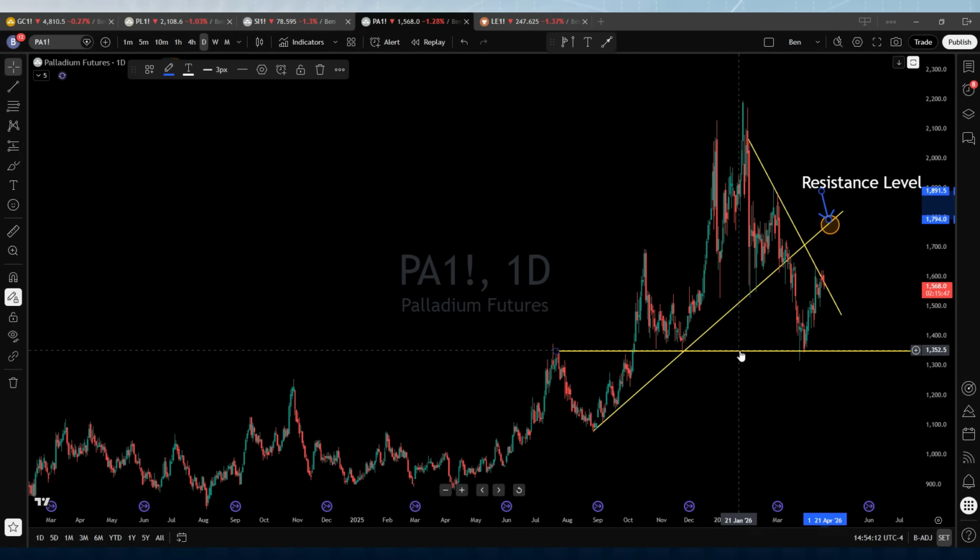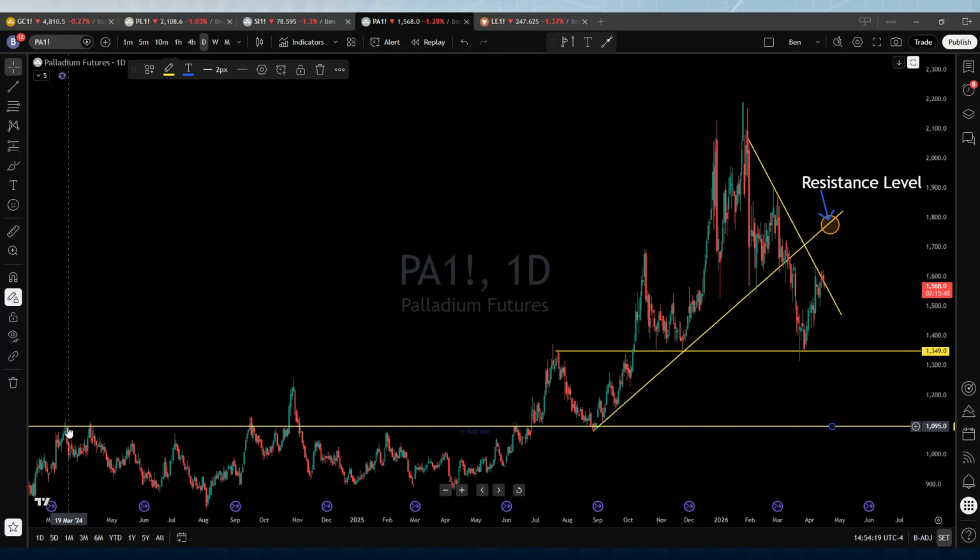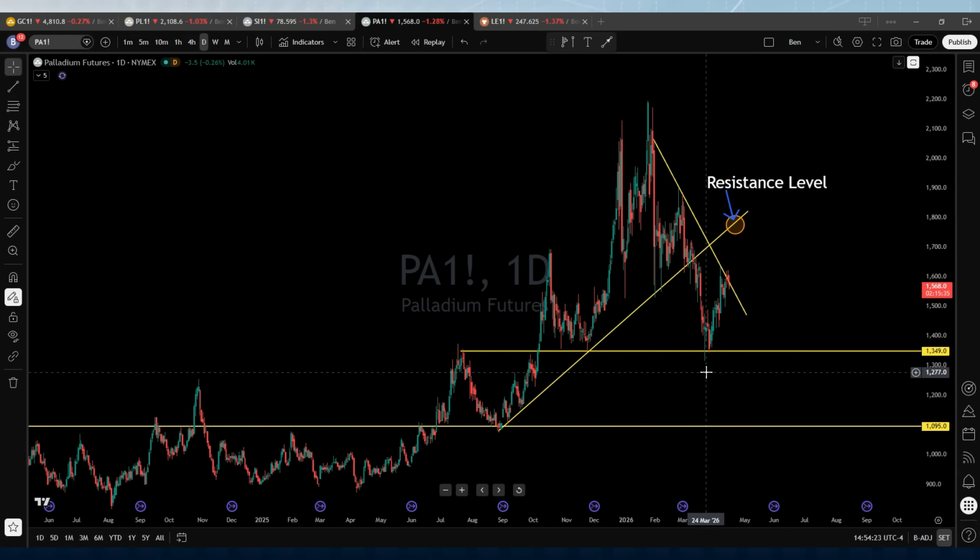And then if you zoom out in the charts, your next level of major support is going to be right in this area at about 1095. This is where I would start picking up palladium for a long-term hold on this chart based on what I'm seeing right now.